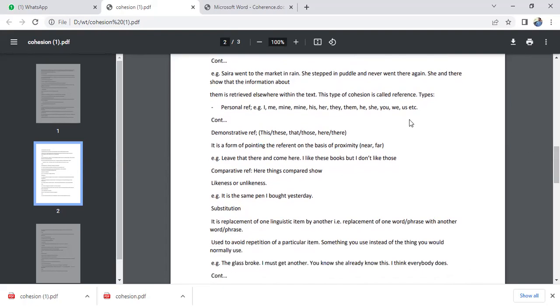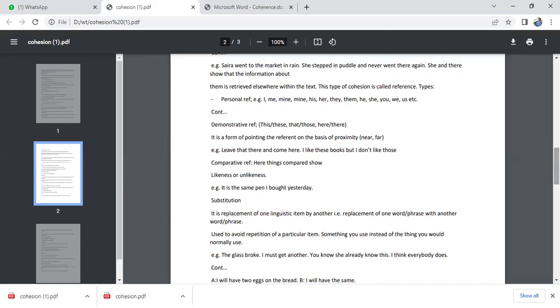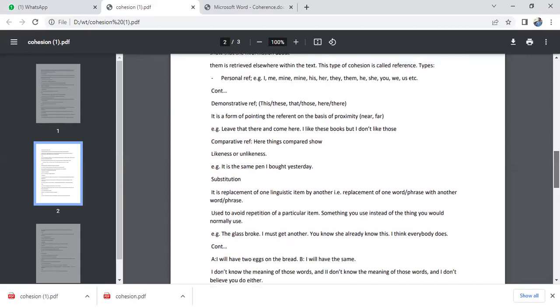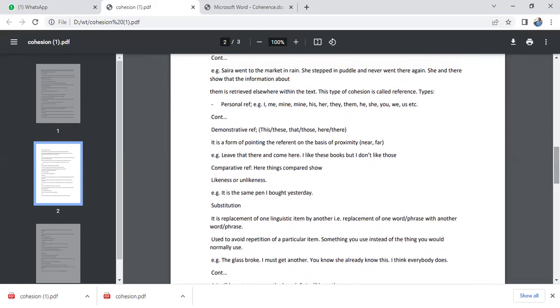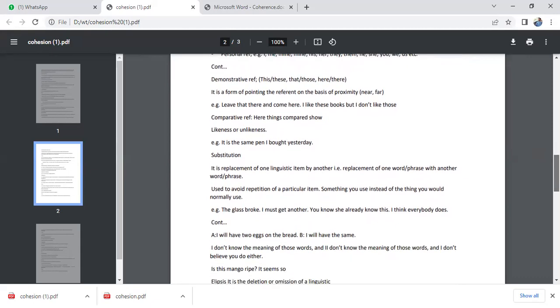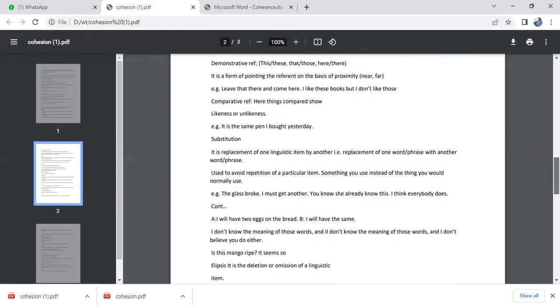Now coming towards personal references. Personal pronouns are personal references. I, me, mine. These are pronouns you can use in order to refer to certain entities, to certain persons that are already mentioned in the text. Demonstrative references: you can also use this, that, those, these. These can also be used while referring to certain things. It is the same pen I bought yesterday.